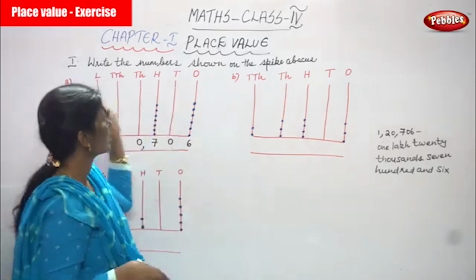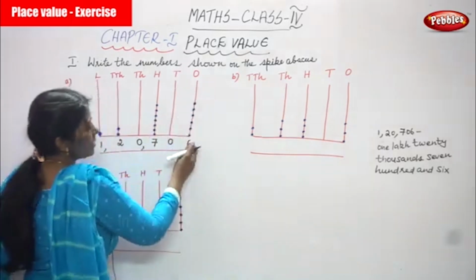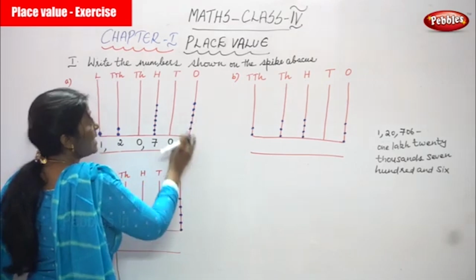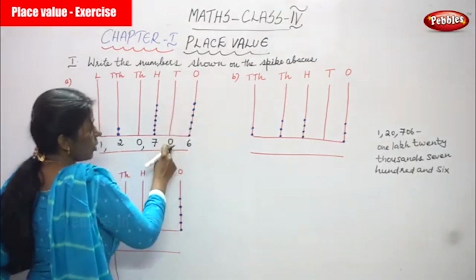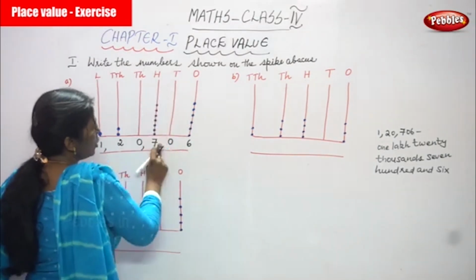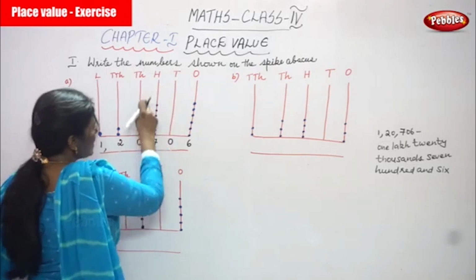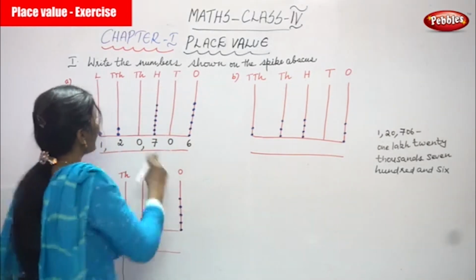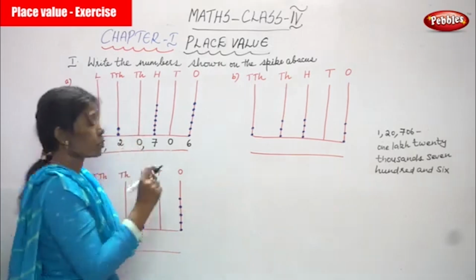First, we have to start with the ones. In ones, how many dots? 6 dots, and in tens there are no dots, so I put 0. In hundreds, 7 dots, I've written 7. In thousands, there is no dot, I put 0. In 10,000, there are 2 dots, so I put 2.